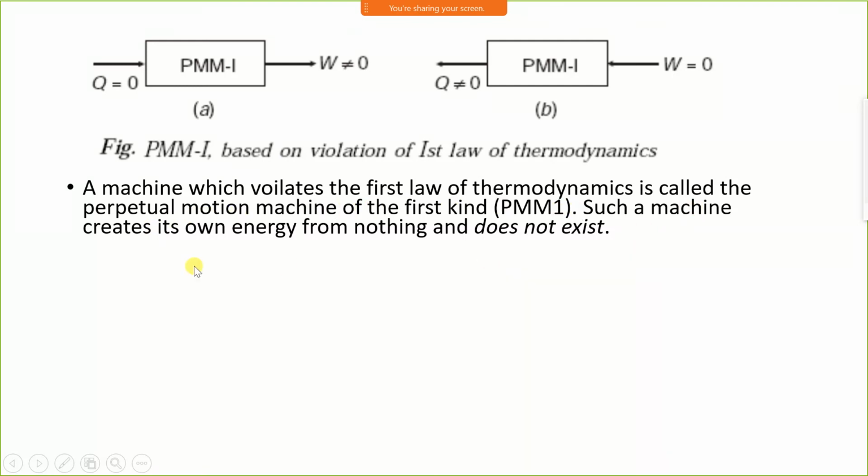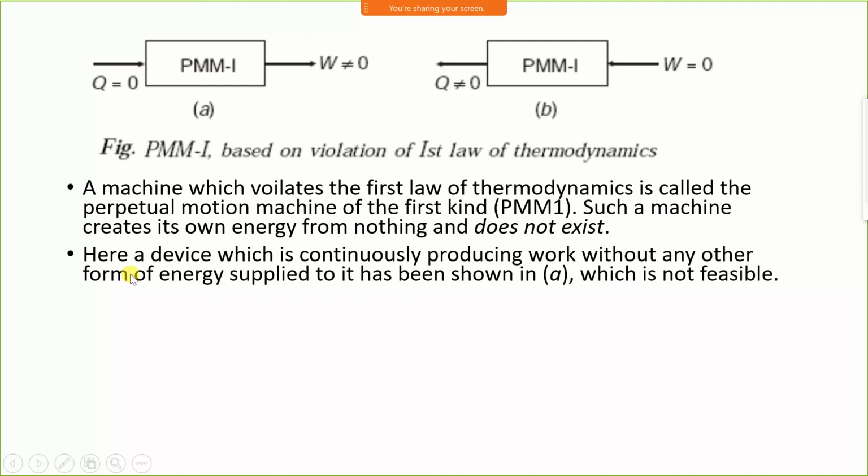Such a machine creates its own energy. Listen here. It is not absorbing any heat and it is creating its own work. It is not absorbing any work, it is creating its own heat. Such a machine creates its own energy from nothing and does not exist. Therefore, such a machine does not exist. Otherwise, we could have run our automobile without petrol. It is not possible.